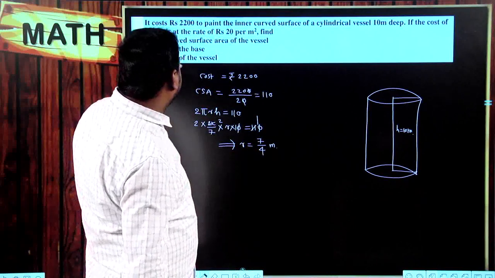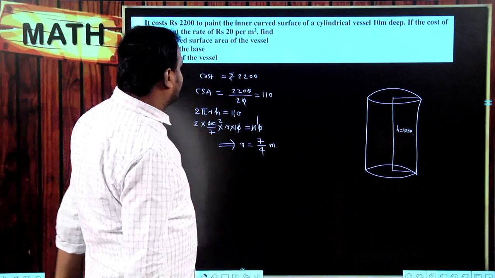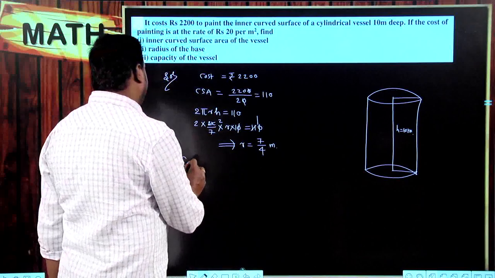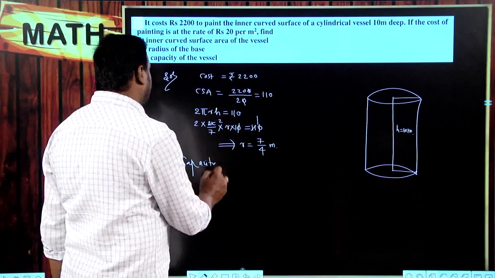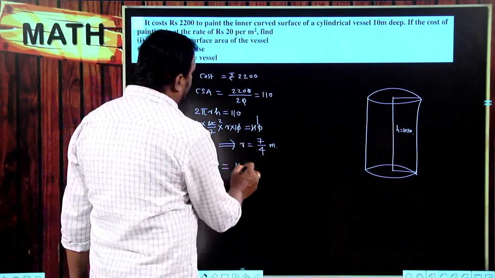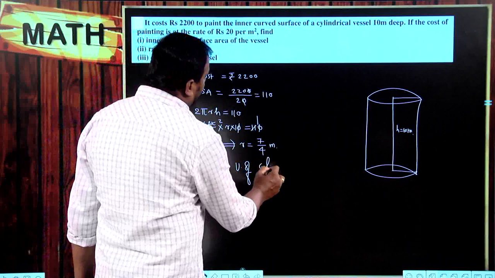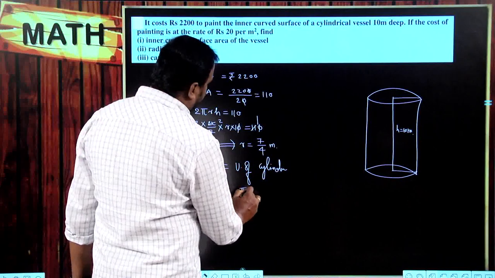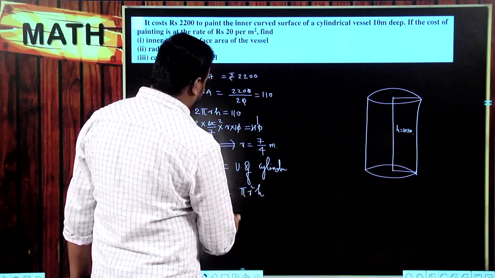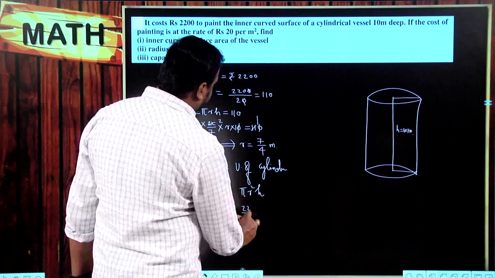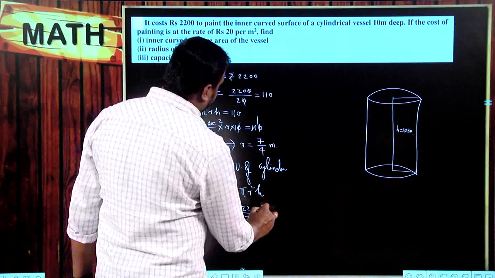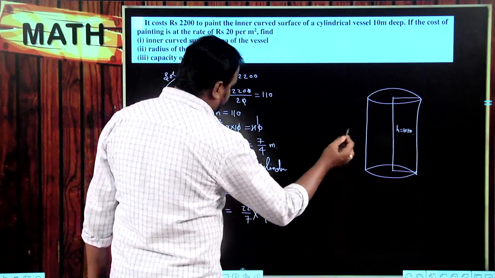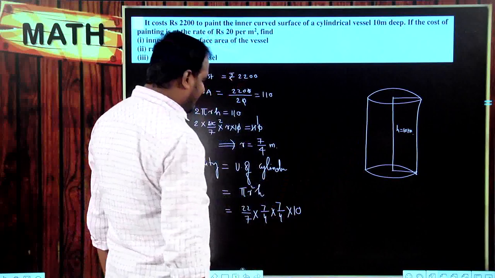And after finding the radius, what is the capacity of the vessel? Capacity of the vessel means what? What do you mean by capacity? Capacity of the vessel is going to be the volume of the cylinder, right? What is the formula for the volume of a cylinder? Volume is equal to pi r square times h, which is equal to 22 by 7, r square is 7 by 4 multiplied by 7 by 4, multiplied by h. h is going to be 10, it was already given in the problem.